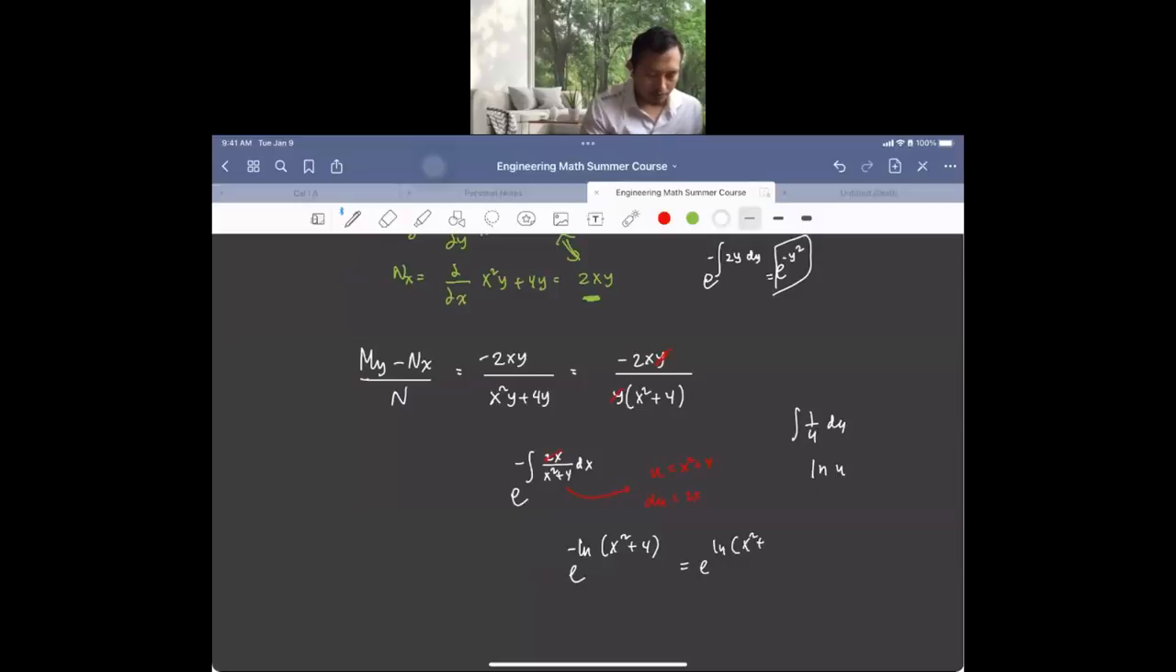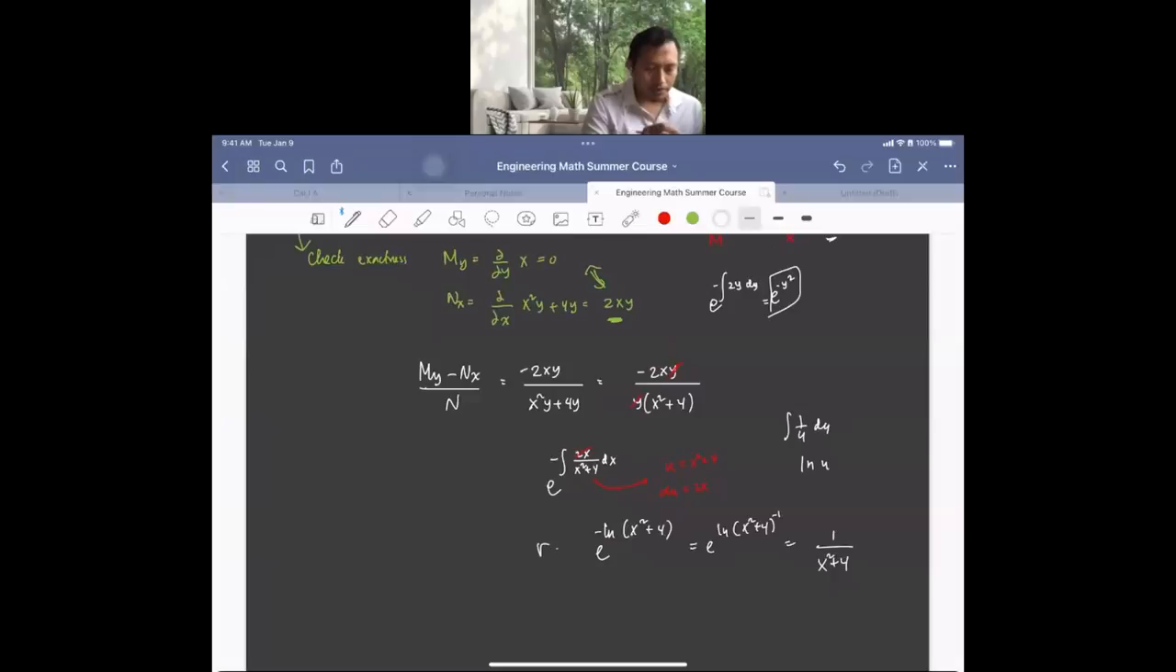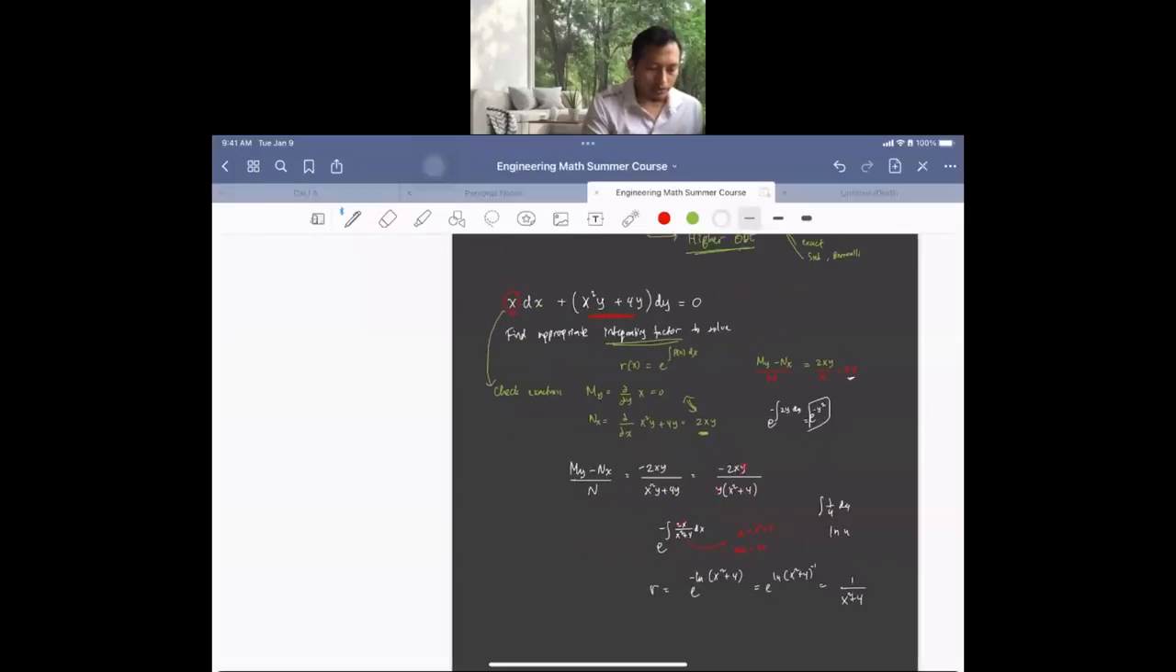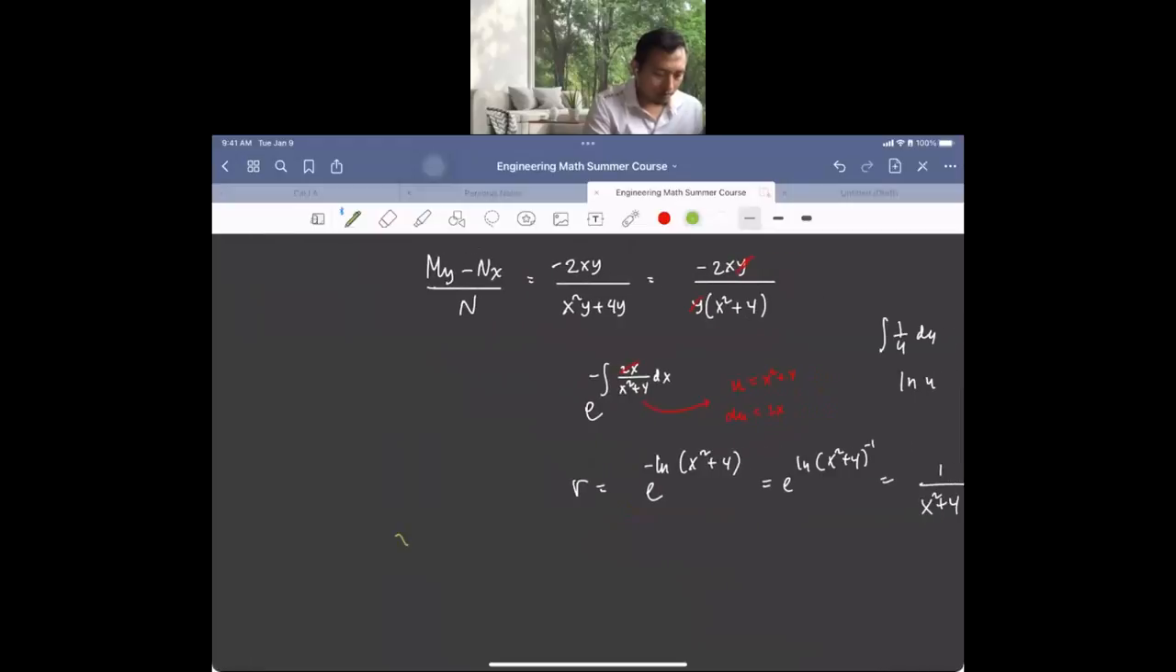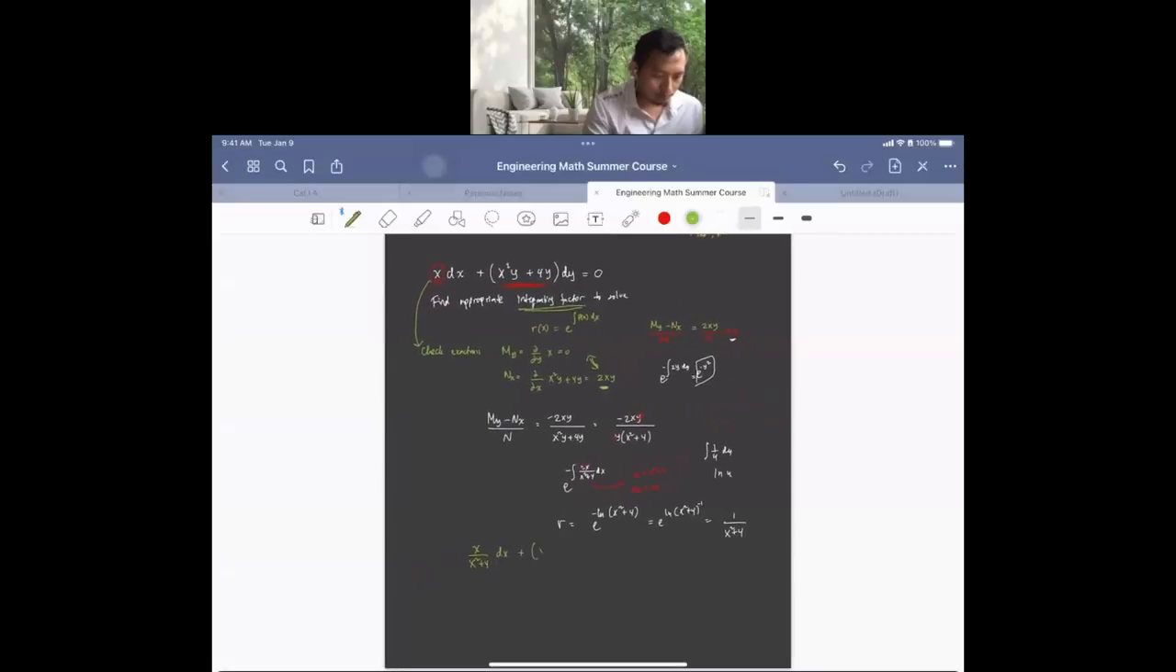Okay, so e to the power of negative ln, we can write e to the ln of x squared plus 4 to the negative 1, and we can say that this is 1 over x squared plus 4, and this is the answer, the integrating factor. We can check and argue that this is correct, so you can apply it to our solution.